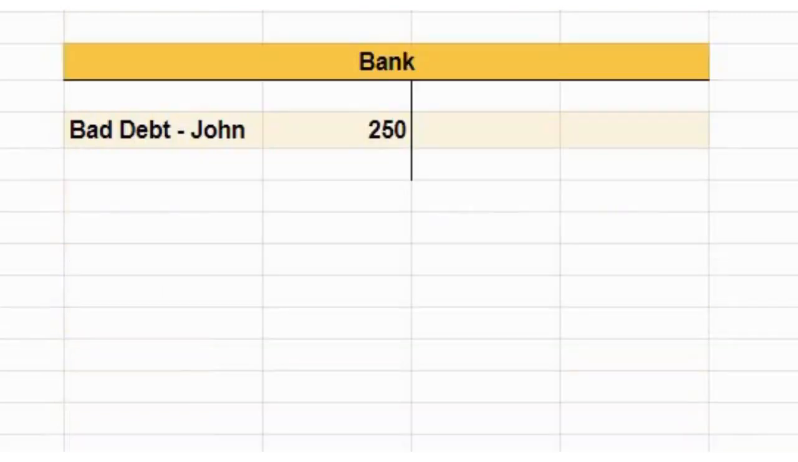Well, the first thing we need to do is to receive it into the bank, and so there we can see the debit into the bank for £250, and the cross-reference is the bad debt account, and we're going to put £250 into the bad debt account right now.